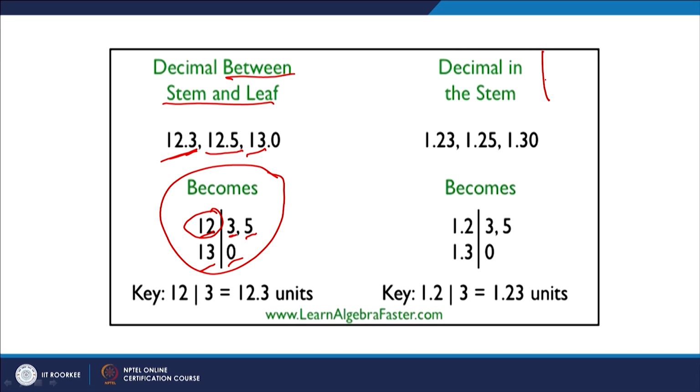If the decimal is in the stem, then how do you represent it? So, this is your stem and this is your leaf. So, 1.23, and this number is 1.2 and then 5. So, this is 1.25, and 1.30 is 1.3 here and 0 on this side. So, this is how you can display data.